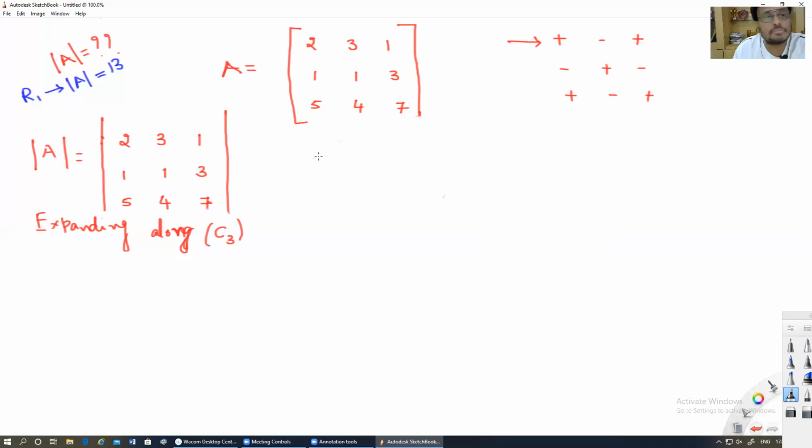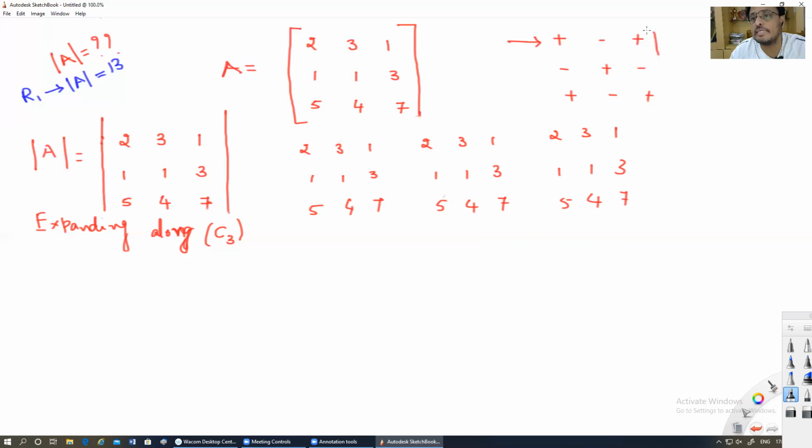Once again I'll write here, see 2, 3, 1, 1, 1, 3, 5, 4, 7. I'll write here 2, 3, 1, 1, 1, 3, 5, 4, 7. Till you practice you can go for it again. So very simple now. First column 3 we have selected.